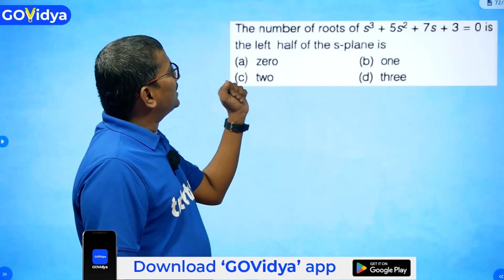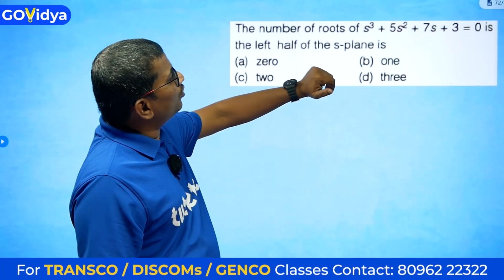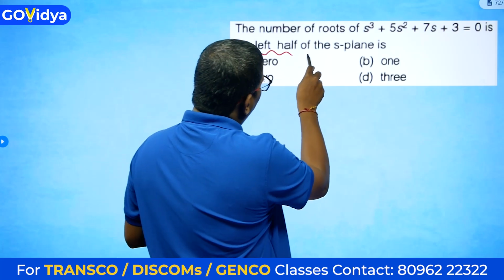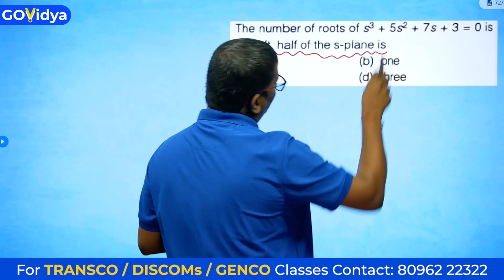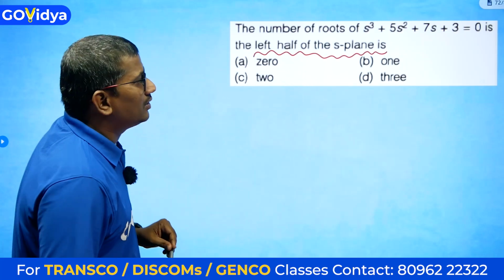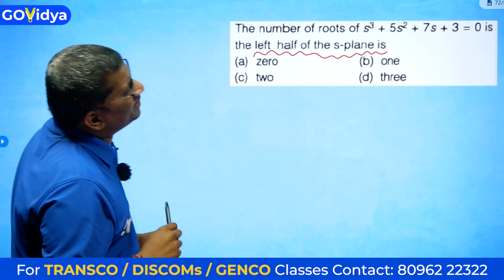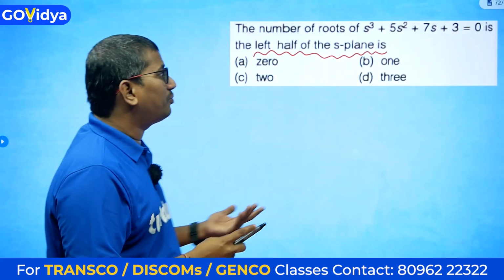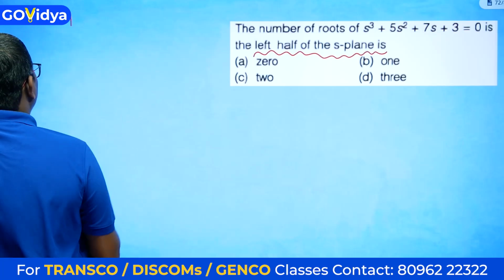Look at this characteristic equation. The number of roots lying on the left half of the S-plane. Let us see. What is the characteristic equation? S cube, S square, 7S, 3. No term is missing, no sign change. So we have to predict. So let us see this.